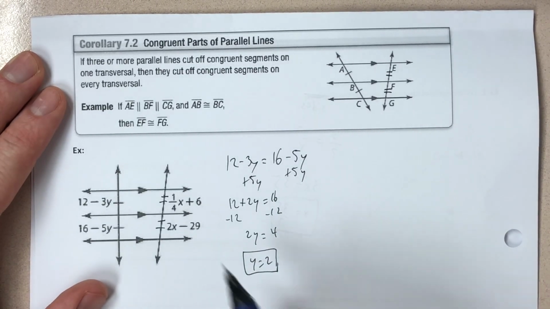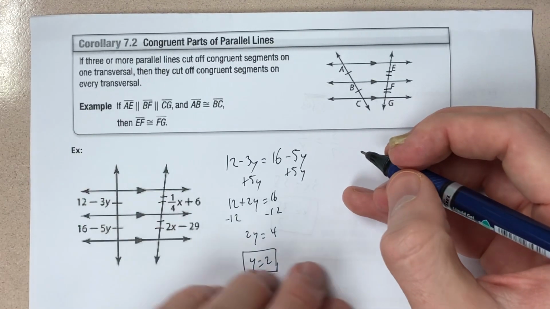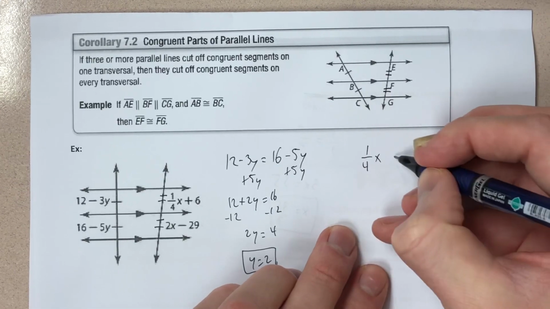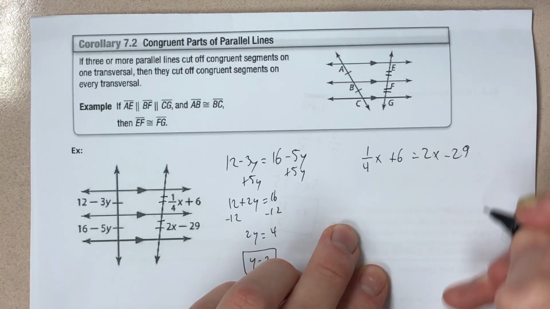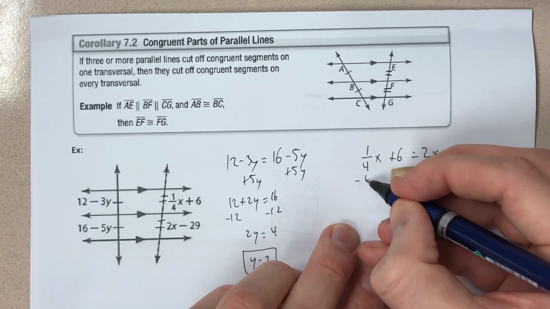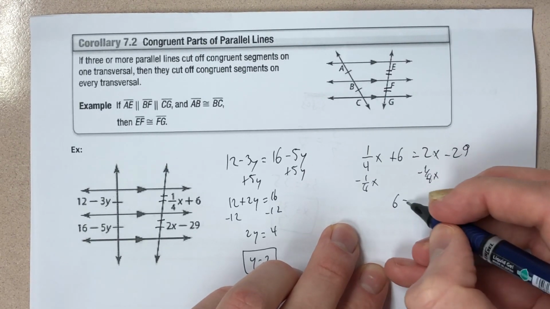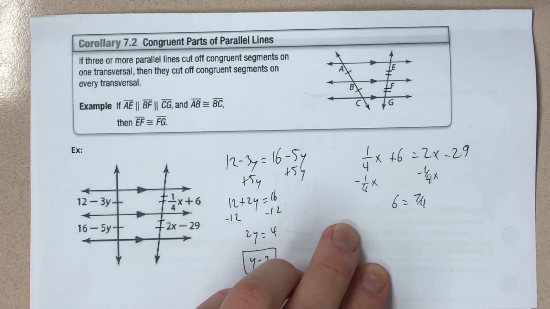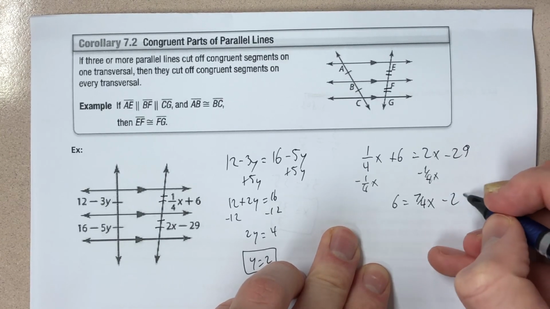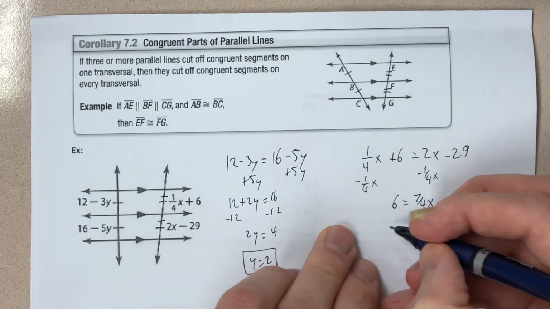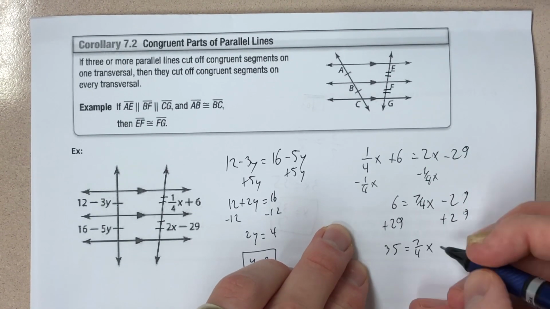Okay. Then we can do the same thing here, setting these two x parts equal to each other because they're congruent. So we can say 1/4 x plus 6 equals 2x minus 29. I'm going to subtract the 1/4 x over to this side, so I get 6 equals 7/4 x minus 29. If you have 1.75x, that would work as well. Now add 29 to the other side. We get 35 equals 7/4 x.